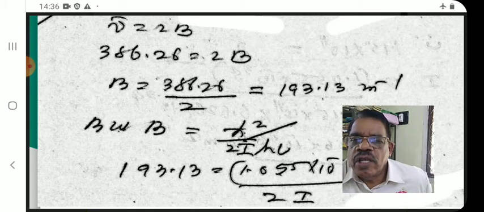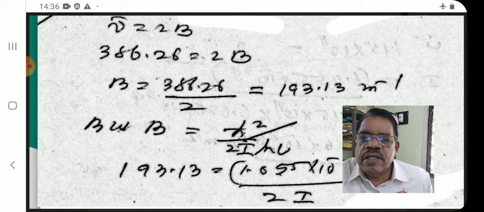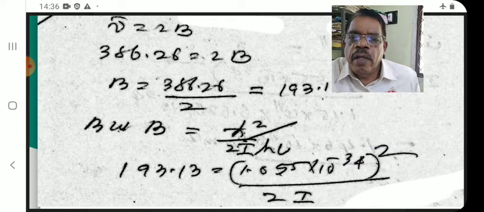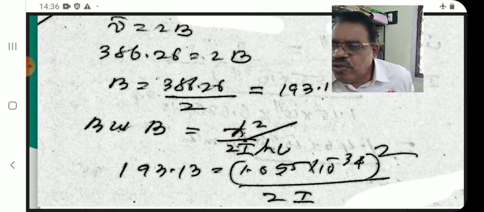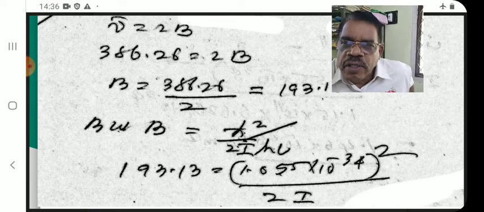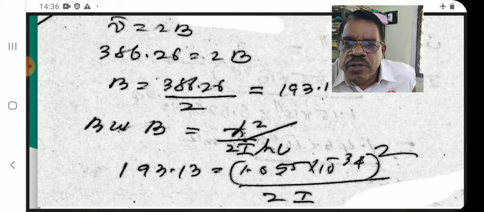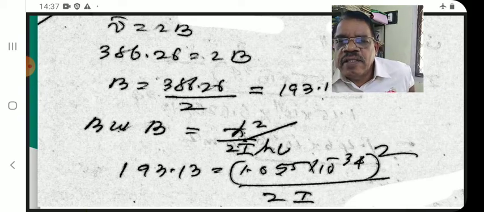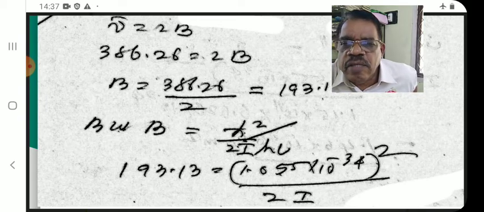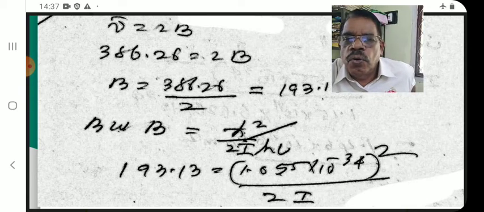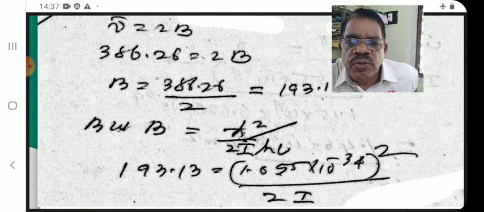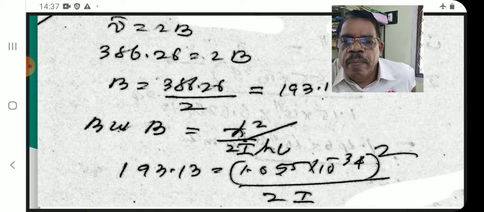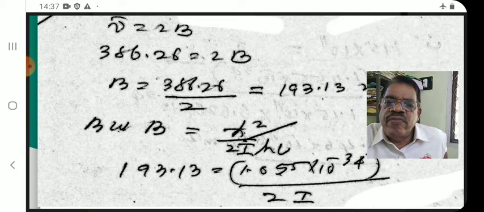And you know rotational constant in meter raised to minus 1, B is equal to h cut square by 2IhC. You remember the two ways of representing rotational constant. The first one is B is h cut square by 2I in joule. The second is B is h cut square by 2IhC in meter raised to minus 1. So in the place of B we can write 193.13. h cut is 1.055 into 10 raised to minus 34. It's square by 2I. On simplification, we get I.